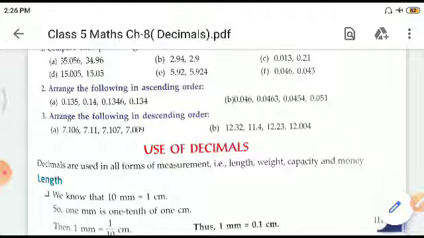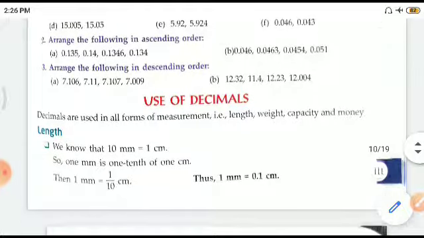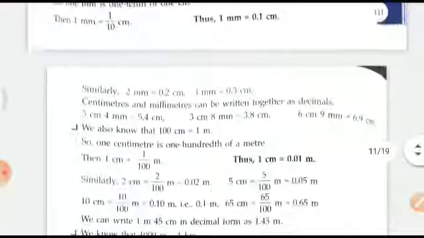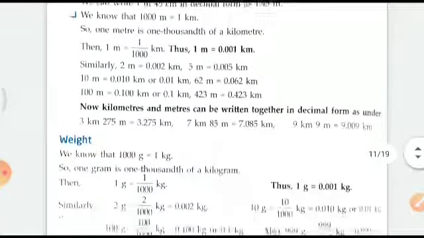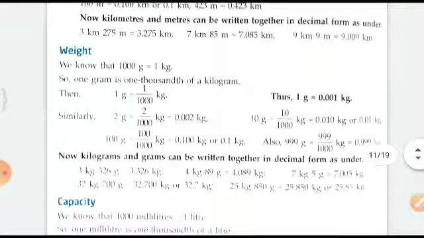Or ascending order from smallest number to largest number you will write, and then descending, largest to smallest. Next we come to the use of decimals. This is used in measurement, because 1 centimeter is equal to 1 upon 100 meter, and 1 meter is equal to 1 upon 1000 kilometer.